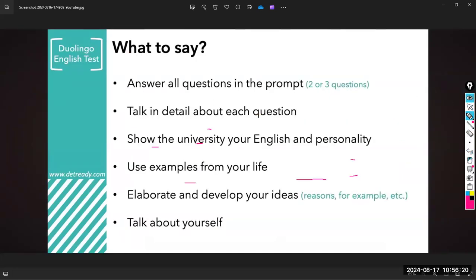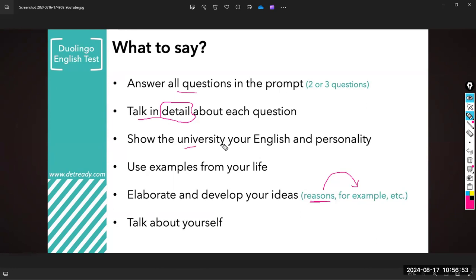So this is it again. Answer all the questions in the prompt. Talk in details. If you remember, I said in the writing sample that details means you have to give enough, logical reasons, and you have to follow that by mentioning examples. It is exactly the same in a speaking module, but in the writing module, it is writing, and in the speaking module, it is speaking.